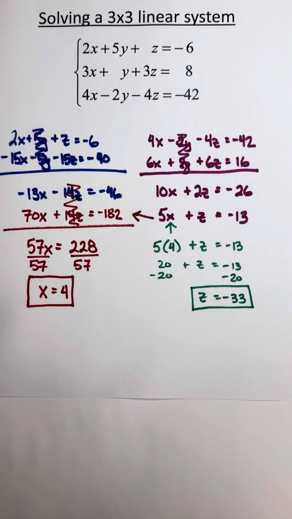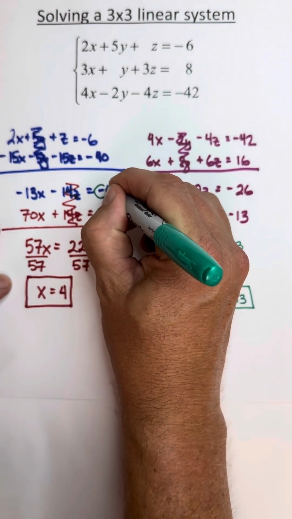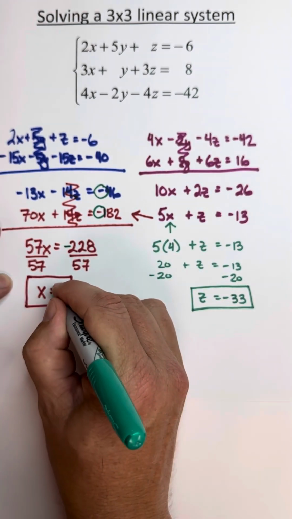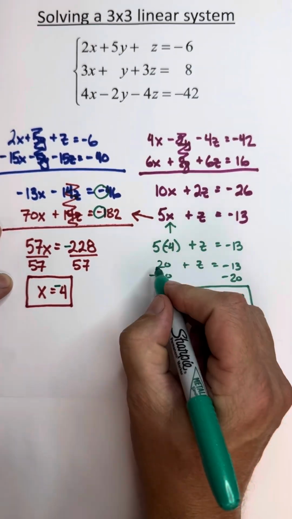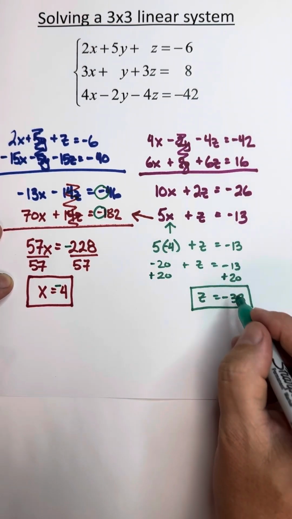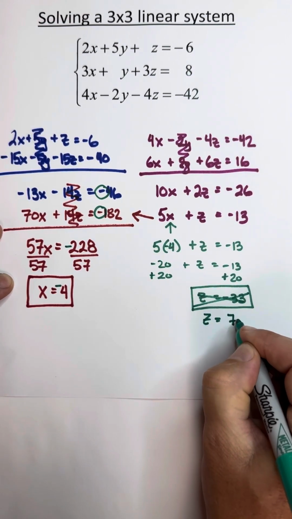Okay, hold on. I see we just made an error back here. Always need to check your work as you go. These two negatives should have been negative, which means x should have been negative, which means it should have been negative here, which means negative there. So we add 20, and -13 plus 20 means that z should have been equal to 7.